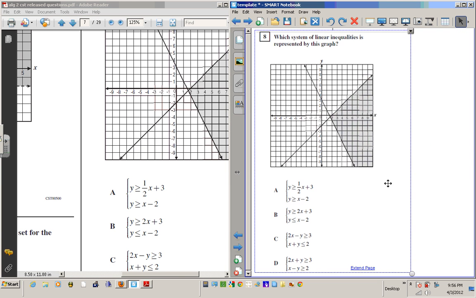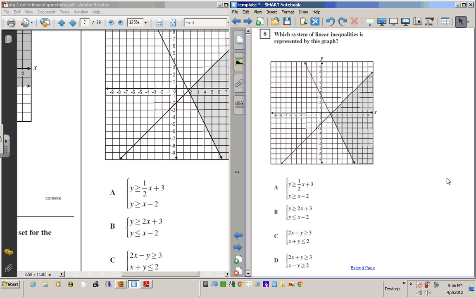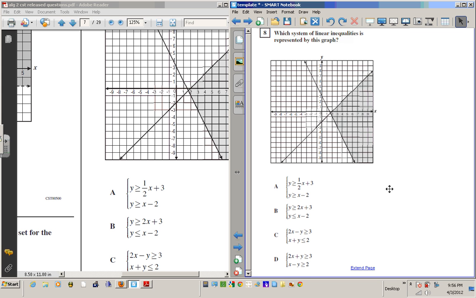Okay. So it says which system of linear inequalities is represented by this graph. So basically what I'm going to do is generate a system of equations using the graphs, and then I'll see which one matches with this. Okay, so let's go ahead and do it. So for the first one, let's do this line first.